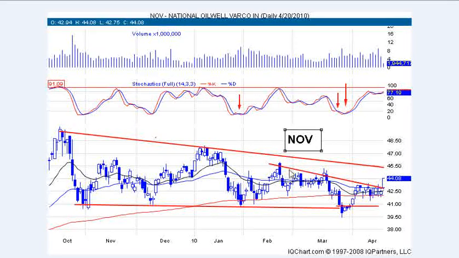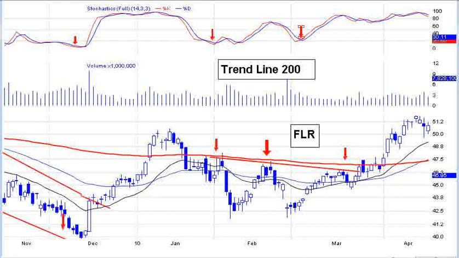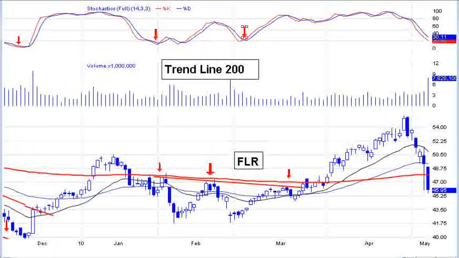NOV here, great example of an inverted head and shoulders pattern, stochastics, lower trend line. You'll see this a lot on the 5-minute chart intraday also. And we're starting to see that now. I'm just going to look at some of the setups.